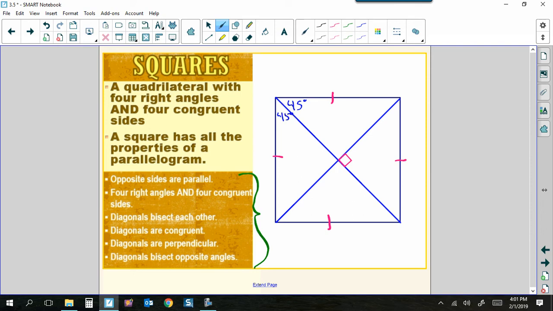Also, because you have the 4 right angles, you also know that these diagonals are congruent because that's a characteristic of a rectangle. And by definition, a rectangle is a quadrilateral with 4 right angles, which a square is. So squares are always rectangles. So there you go.